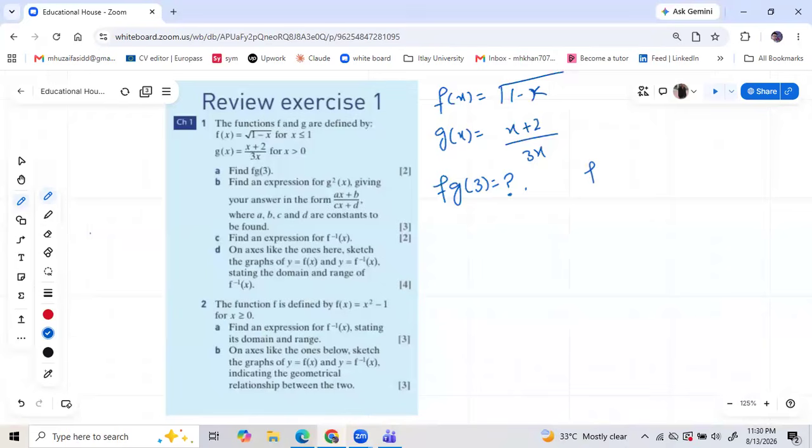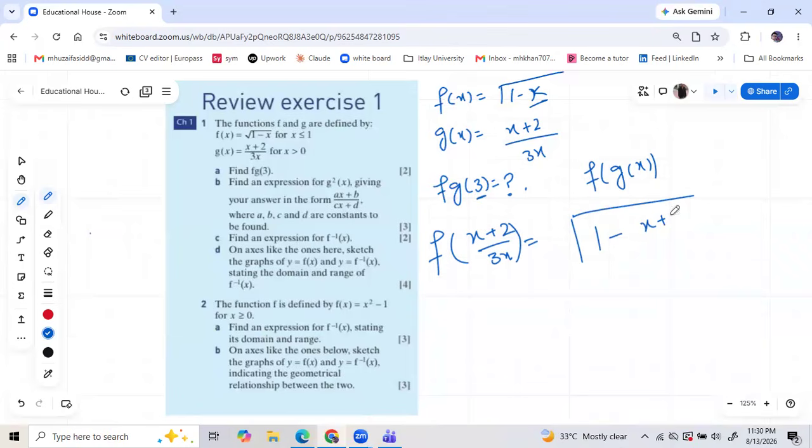So first of all, we want to find the composition of one function, so f of g of x. So g of x is what? x plus 2 over 3x. So we are replacing x with this one. So our function is 1 minus (x plus 2 over 3x), under root.